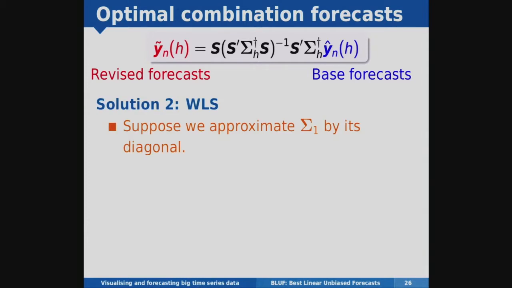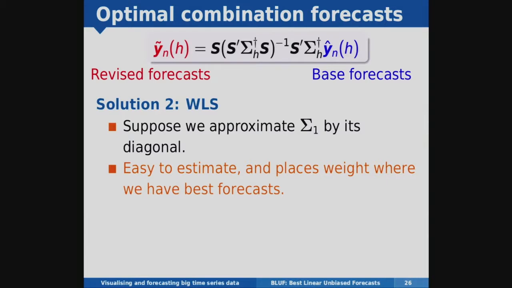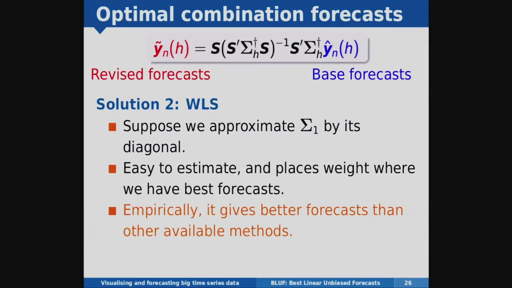What else could we do? Well, we could approximate this sigma H by something diagonal. This is an H-step forecast covariance matrix. If I approximated it by at least the first one-step-ahead forecast variances, and just took the variances and forgot about the covariances, then I can estimate that okay. And so if I did that, then maybe I'll get better results. Turns out that this works really well. It gives better forecasts than any other available methods that we've ever tried. And it gives us a way of getting reconciled forecasts. Okay, so that's sort of the theory bit. How do you reconcile these large sets of forecasts?